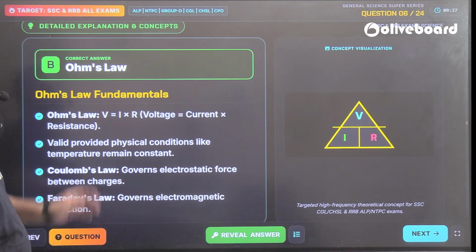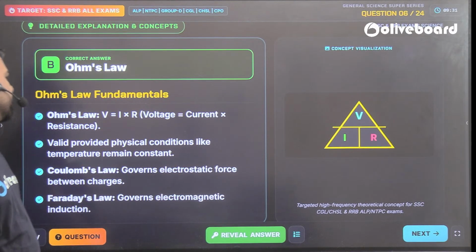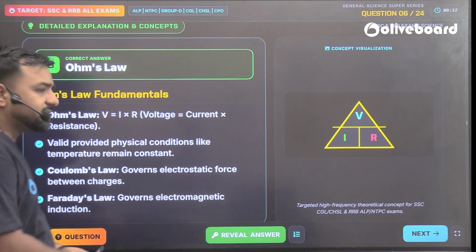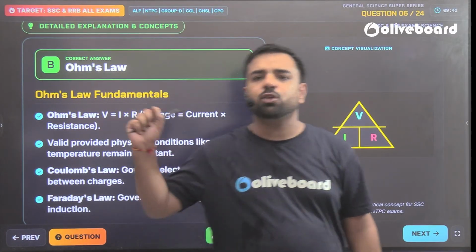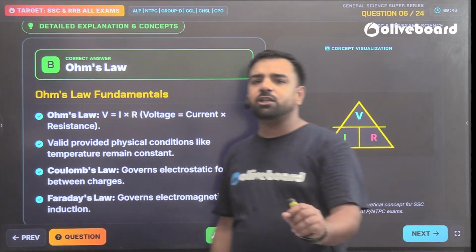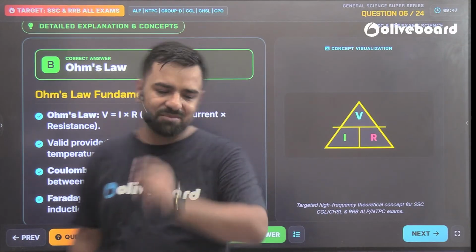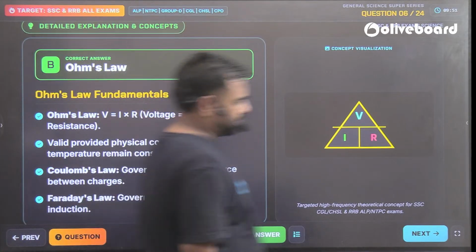Okay, so V equals IR as already discussed. It's valid provided physical conditions like temperature remain constant. If I talk about Coulomb's law, it governs the electrostatic force between the charges. Here we have the formula, F equals K Q1 Q2 upon R squared, where Q1 and Q2 are the charges and R is the distance between the two charges, right? Perfect. Faraday's law governs electromagnetic induction.